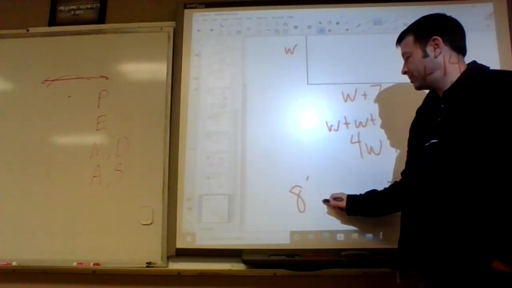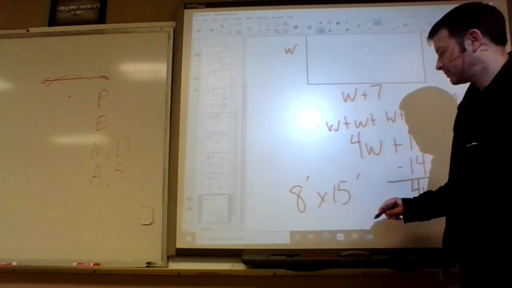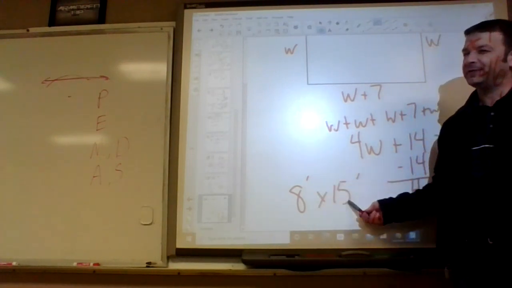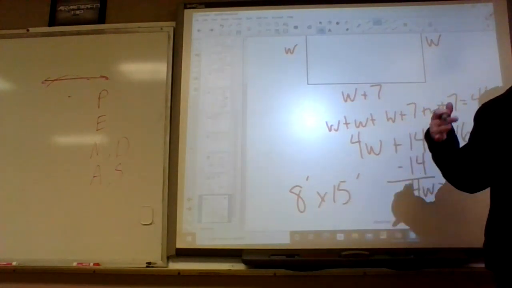Are you guys familiar with this notation? Yes, Minecraft. This means 8 feet by 15 feet. That means the width and the length.